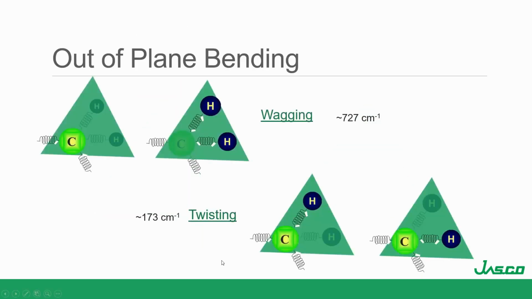Next is out-of-plane bending, in which the hydrogen atoms go out of the plane that the carbon is in and then back towards the observer together at the same time, and that is wagging. And twisting is when they move in and out of the plane, not in sync.